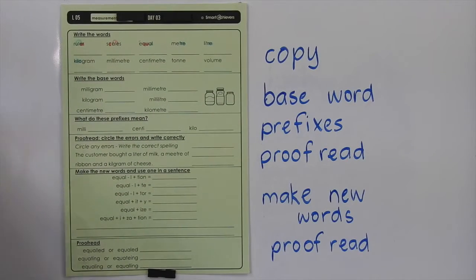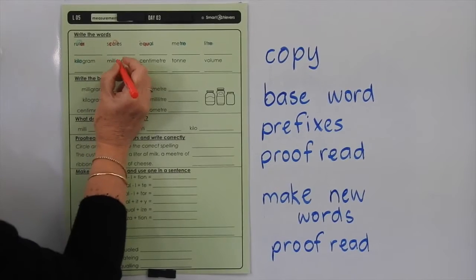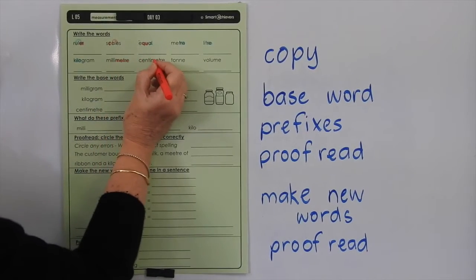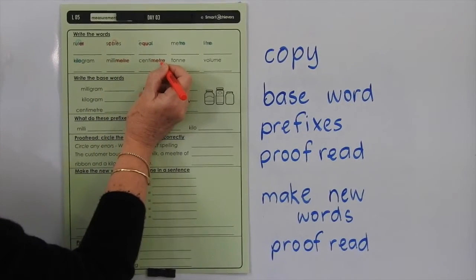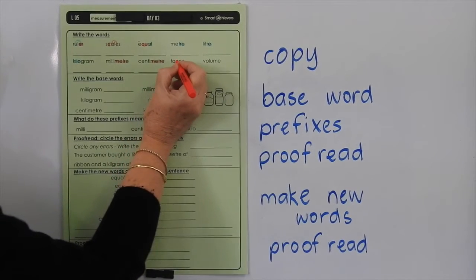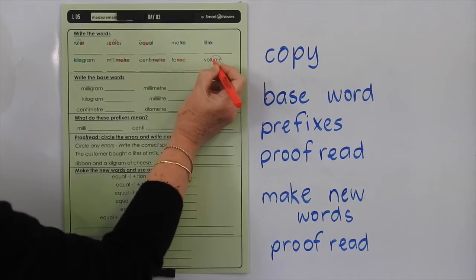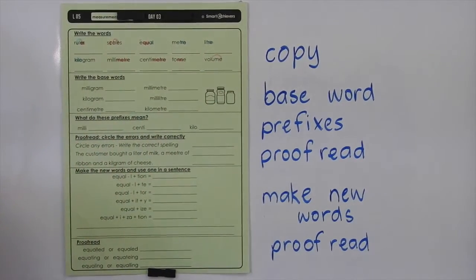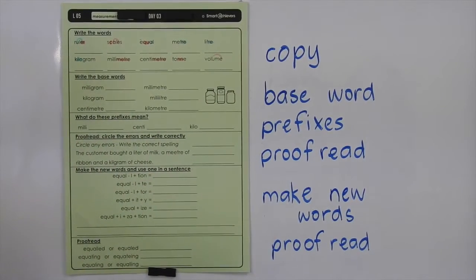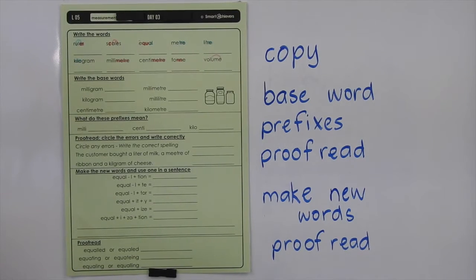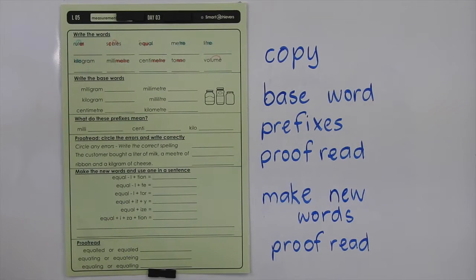You've got that metre from up here coming through again in millimetre and centimetre, so just be aware of that. In tonne, you've got the double N in there, and in volume, you've got this E making that U make a long sound. So there's quite a few tricks in these mathematical words. Okay, let's write the base word.